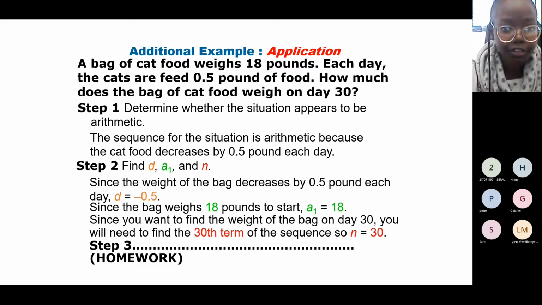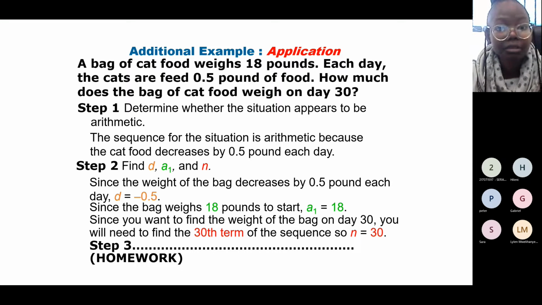Okay, moving on, it's an applicable example. A bag of cat food weighs 18 pounds. Each day the cats are fed 0.5 pounds of the food. How much does the bag of cat food weigh on day 30? Now this is an arithmetic series being put in a practical example, which should be very easy for you guys to understand.